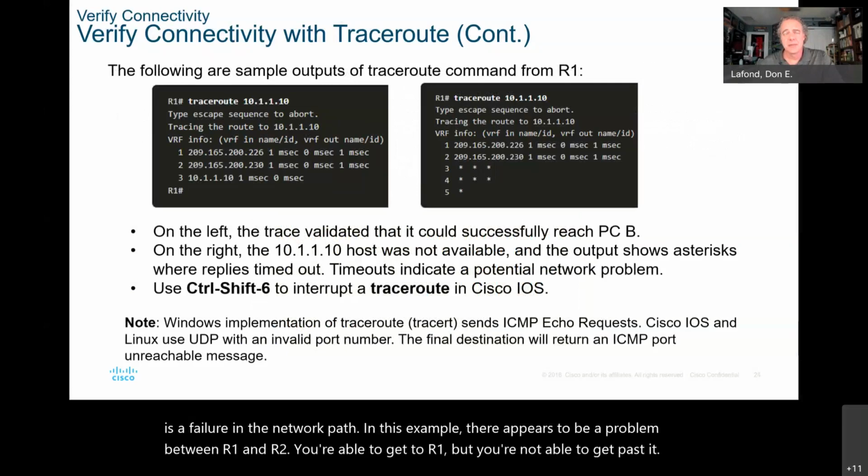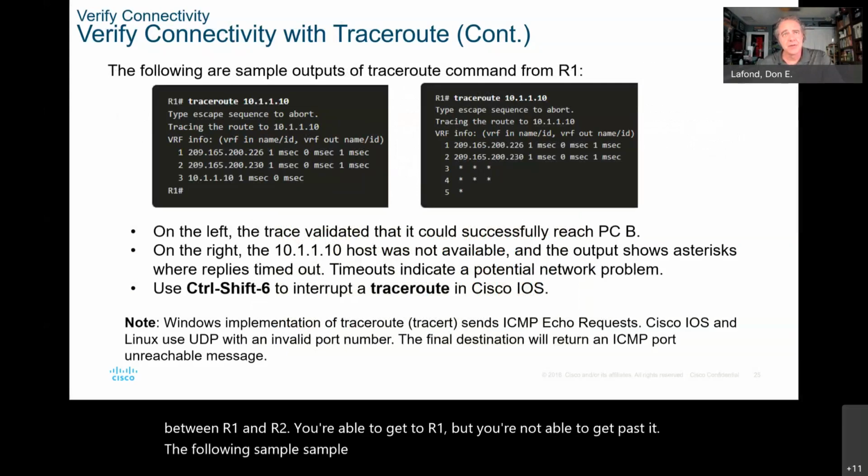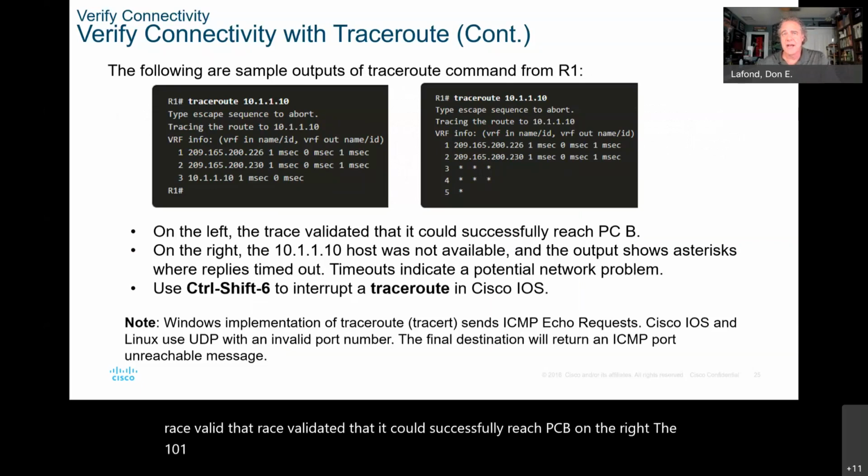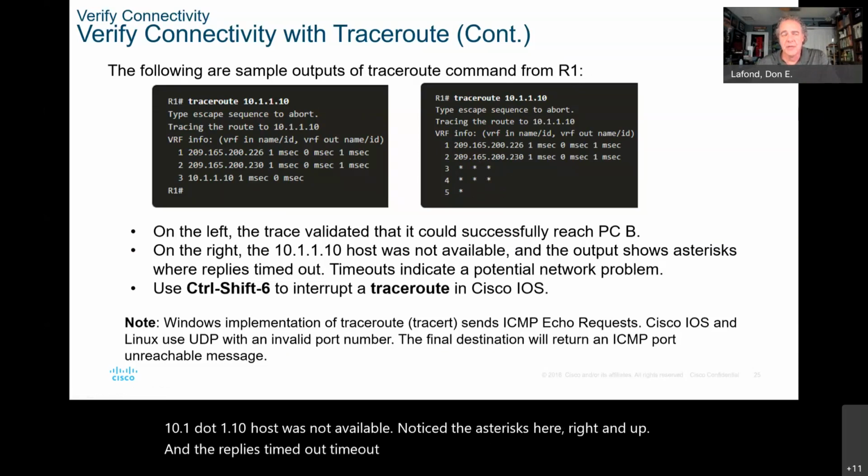The following are sample outputs of the traceroute command. On the left, the trace validated that it could successfully reach PCB. On the right, the 10.1.1.10 host was not available. Notice the asterisks here, right? And the reply timed out. Timeouts indicate a potential network problem. Use Control-Shift-6 to interrupt the traceroute in the iOS.